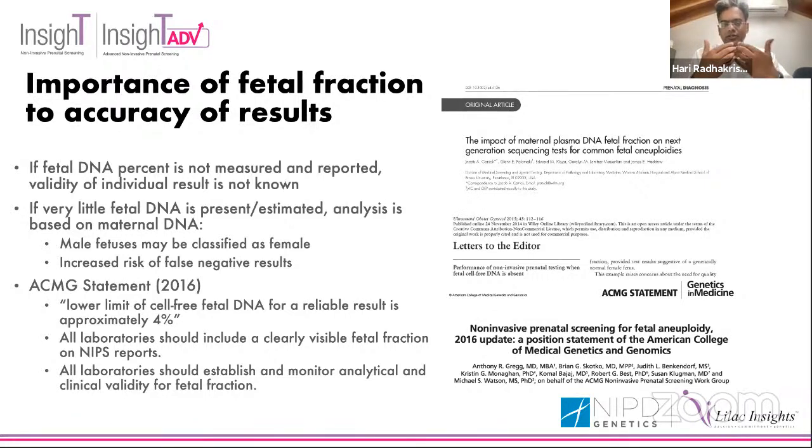If the fetal fraction is low, especially around the 4% region, which is what is recommended by ACMG and several other societies, then if the fetal fraction is lower than 4%, there is a chance that the statistical algorithm will call a positive as a negative, and that is going to be bad. False negatives are something that we actively want to avoid. That is why we tune all the algorithms so that for false positives, we can always go in for a diagnostic confirmation, but false negatives we should try to avoid at all times. And that is why fetal fraction is extremely important.